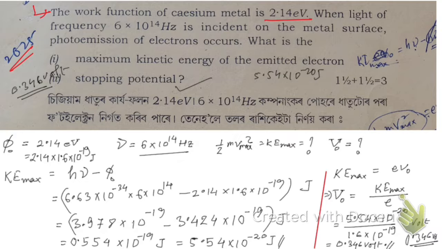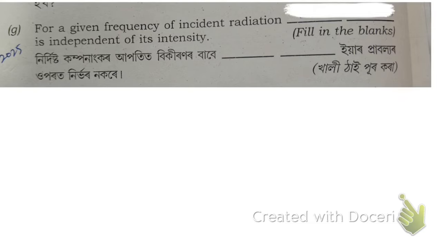Let me take the next question. So here is the next question. This was also asked in 2024, AHSEC final examination under Assam Higher Secondary Education Council. For a given frequency of incident radiation, the stopping potential is independent of intensity.